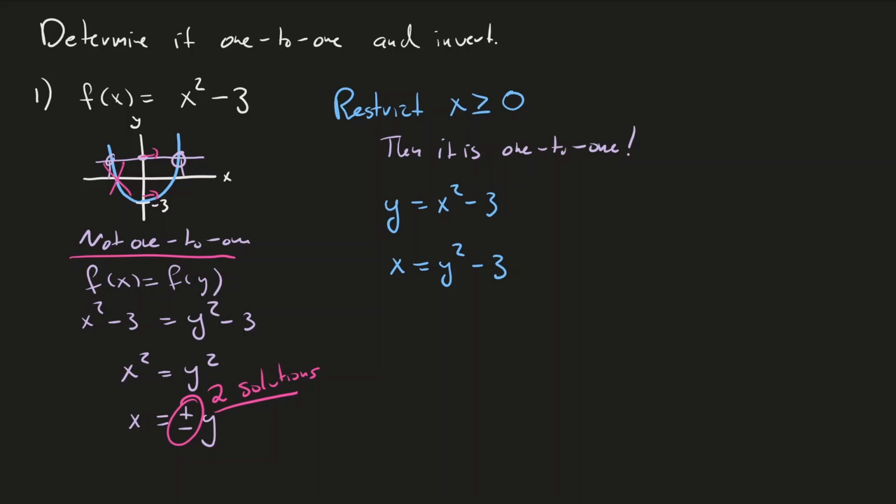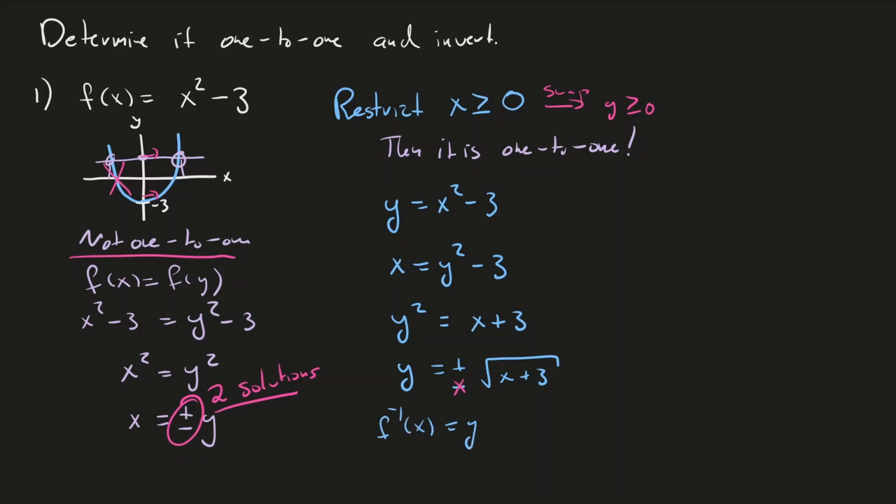We swap the two. Now we need to solve for y. So then we get y squared is equal to x plus 3. And then we take the square root. Y is equal to plus or minus the square root of x plus 3. So in this case, knowing that we have this restriction of x being positive, we can actually not take that negative root. Because we swap the x's and y's, so this thing, when you swap, turns into y is greater than 0. So we actually don't have that negative root. So in this case, we have f inverse of x, which is just equal to this y value, is equal to the square root of x plus 3.